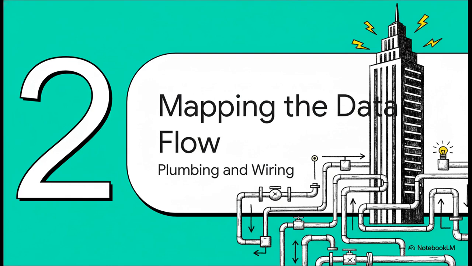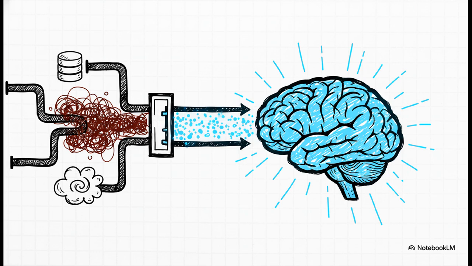All right, we've got the skeleton of our building defined. Now it's time to lay the plumbing and wiring. A skyscraper is completely useless without power and water, right? And in AI, that's your data flow. This part of the blueprint details the stuff you don't see, but it's the absolutely vital infrastructure that brings the whole system to life. And I can't stress this enough.